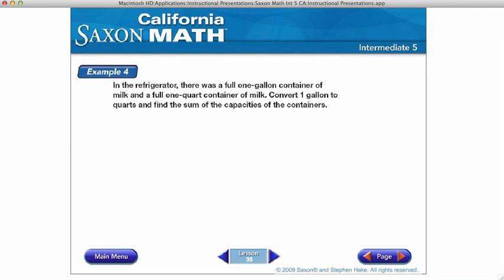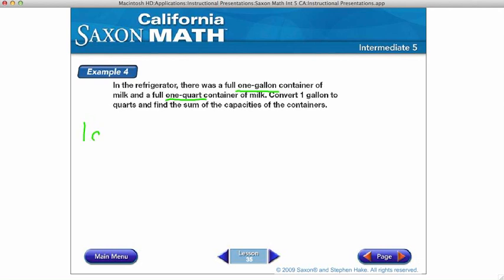In the refrigerator there was a full 1 gallon container of milk and a full 1 quart container of milk. Convert 1 gallon to quarts and find the sum of the capacities of the containers. Okay, some big words here. First, we have a gallon and we have a quart. So that's how much I know I have. So convert 1 gallon to quarts simply means to change it, just like we've been doing.